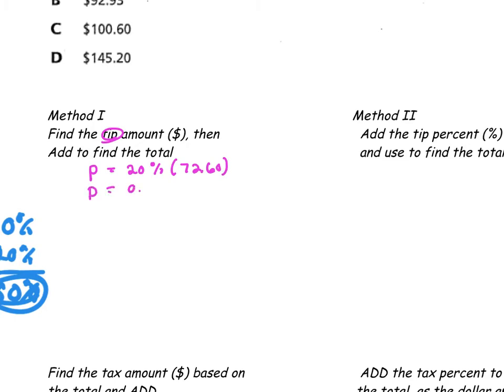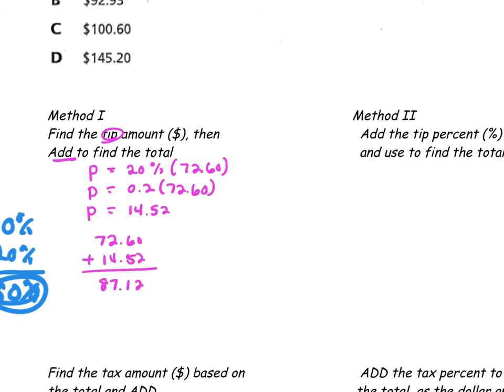We would move the decimal and take $72.60. So pause and use your calculator. And that should be $14.52. So we have to add that to the total. So we're going to take $72.60 plus $14.52. And that should be $87.12. So now that's the amount that we're going to base the tip on.